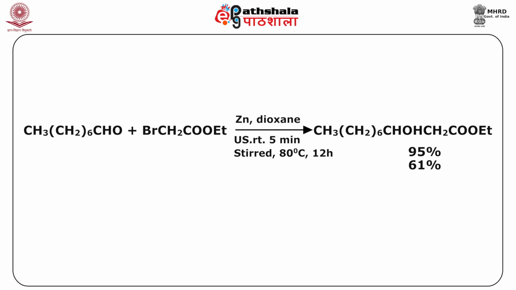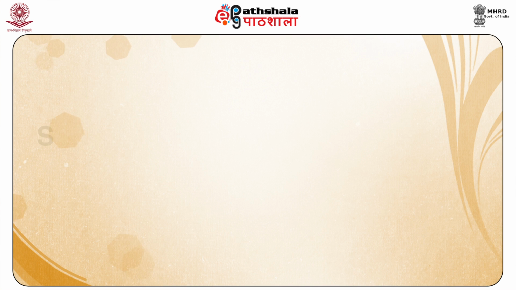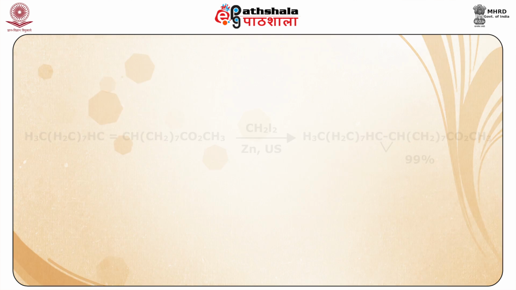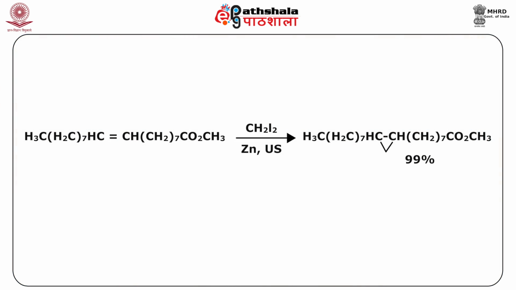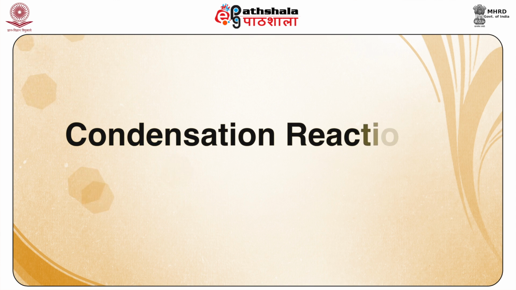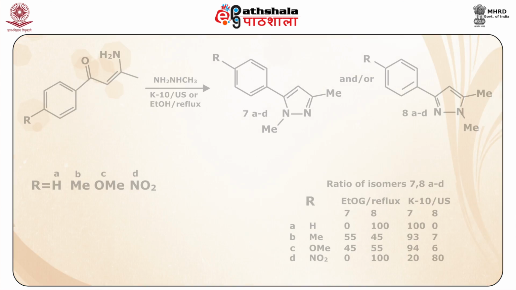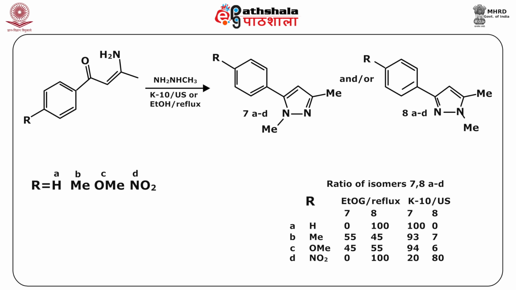lower yield of 61%. Next, let us look at the example of Simmons-Smith cyclopropanation carried out in presence of ultrasound using zinc and diiodomethane. The yields obtained were extremely high, 99%. After this, we have some condensation reactions listed here. The first one being ultrasound on a heterogeneous reaction.